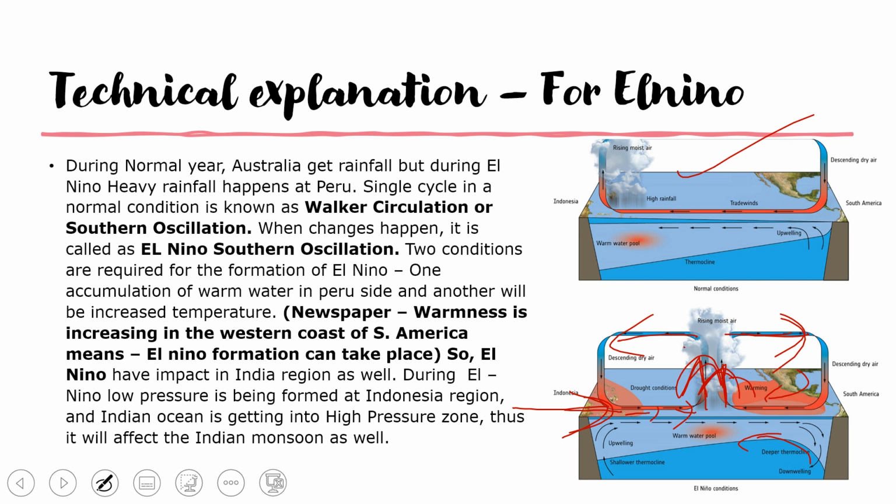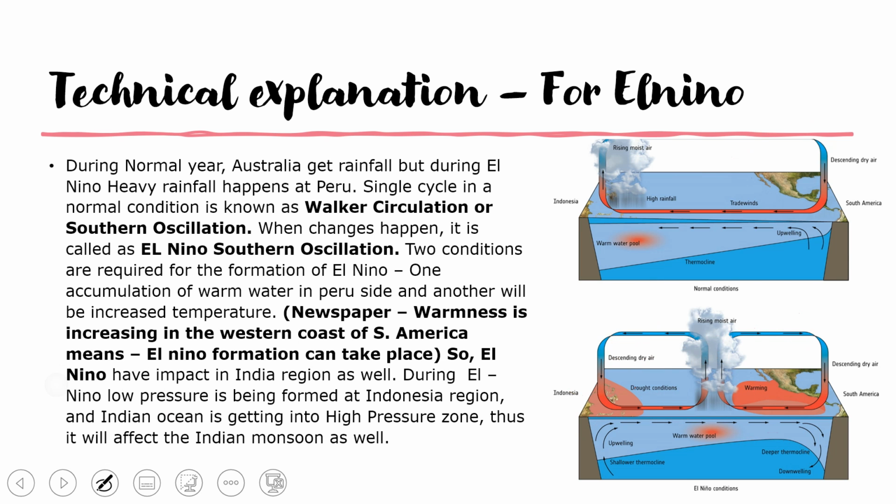So in the troposphere, when it hits, it will move in all directions. So it will move in this direction, in this direction. One cycle will be formed for the Australia region, another cycle will be formed in the Peru region, but the intensity in Australia will be very low, and the intensity in the Peru region will be very high. So you will get more rainfall.